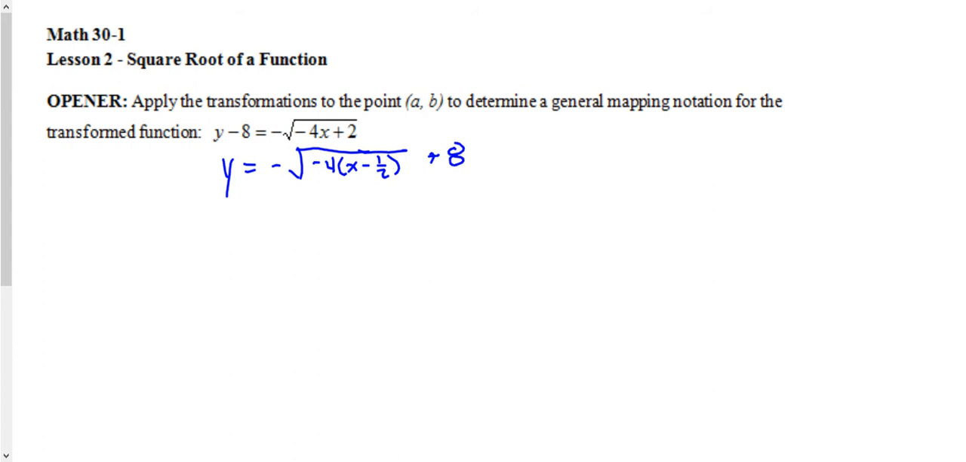So here we have the following. We have a reflection, and this first one here is on our x-axis. We have a second reflection right here. That's going to be on our y-axis, so reflection.